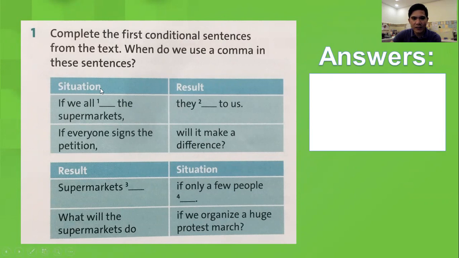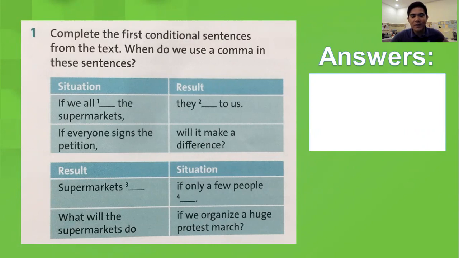in the first column, the situation, and then on the second, the result. We have two sentences each. But at the bottom, result first, and then the situation. All right, the situation we will use if. So that's our conditional if. We use the phrase, we start the phrase with if.